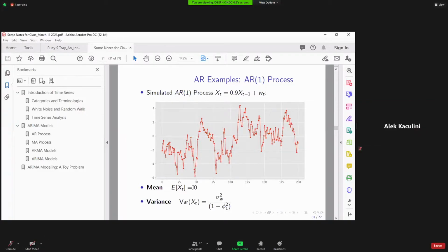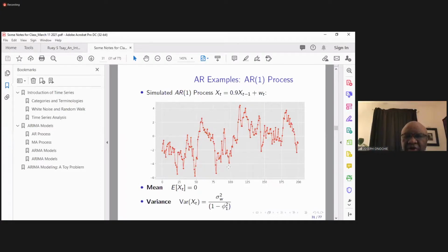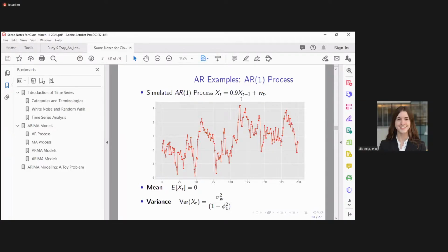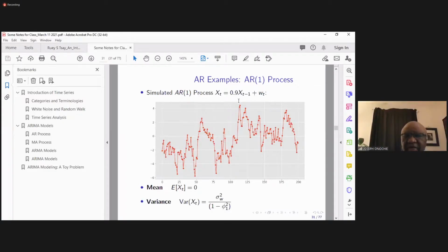If the constant were not 0, then the mean would be that constant divided by 1 minus what from this equation? 0/1 - 0.9. Exactly. So this is 0 because the equation is 0/1 - 0.9. That's what we proved last class. Today, what I'm going to show you is this equation for the variance. This is where we are going today.